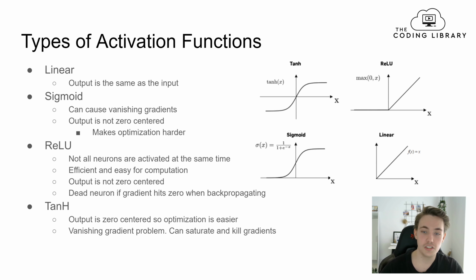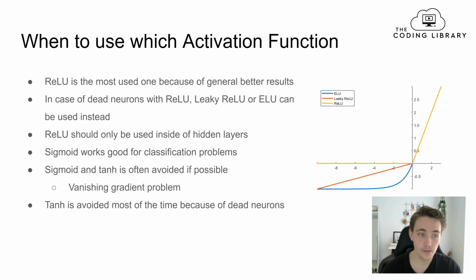Another function here is the tanh, which looks like the sigmoid, but it goes from -1 to +1. The output is zero-centered, so the optimization is easier, which is why you might choose the tanh, but it's not really used that often. We also have the vanishing gradient problem, which can saturate and kill the gradients when we're using this activation function.